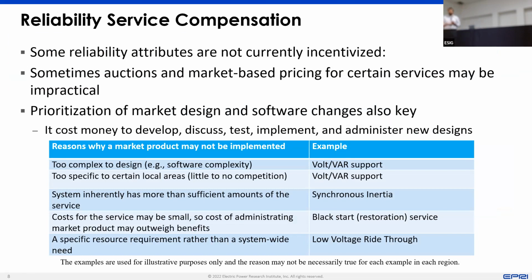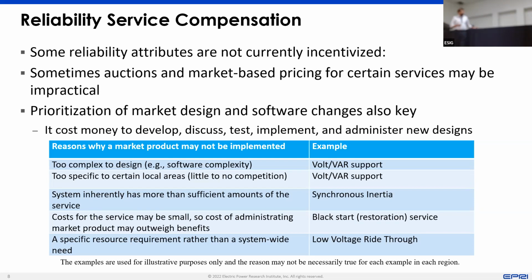Maybe the software is not quite there yet, or it's just too complex to really think through all the different design features. Might be that it's too specific to a local area, and it's not going to be competitively provided. It might be that the system just has way more of this aggregate service than is needed. And of course it costs money to implement and administer these markets, and if I've got way more than I need of it currently without a market, is there a need to build a market? There's probably different opinions on that, but in terms of prioritizing, that could be another reason why maybe there isn't a market.